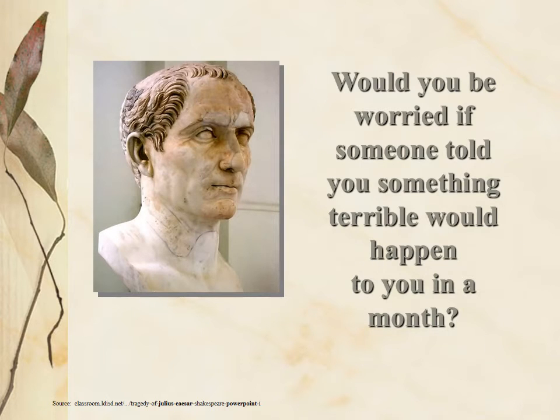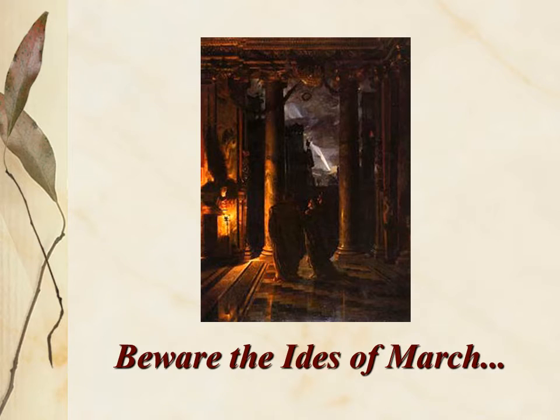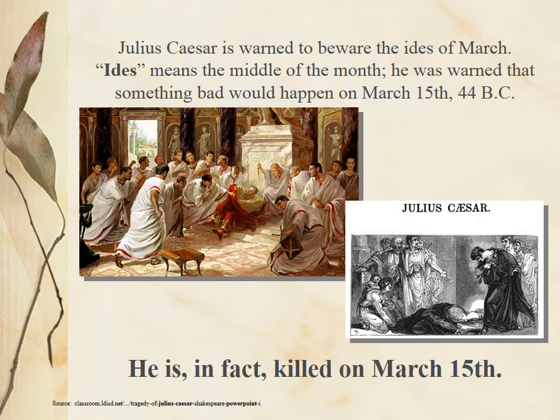At this point, what do you think? Would you be worried if someone told you something terrible would happen to you in a month? This is exactly what Caesar was warned, but he didn't really pay much heed to it. He was warned, beware the Ides of March. Julius Caesar is warned to beware the Ides of March by a soothsayer, a fortune teller. And Ides just means the middle of the month, so he was warned that something bad would happen on March 15th, 44 BC. Well, he was in fact killed on March 15th.